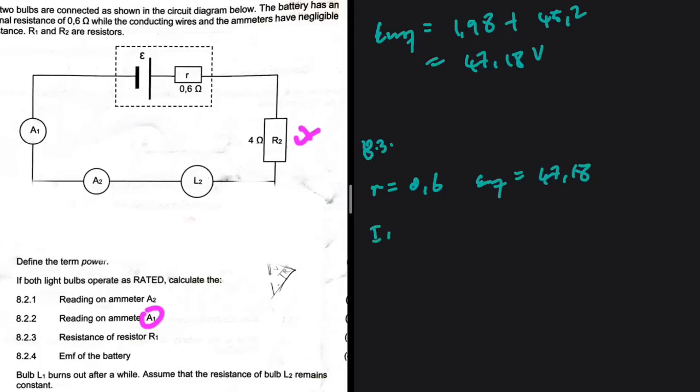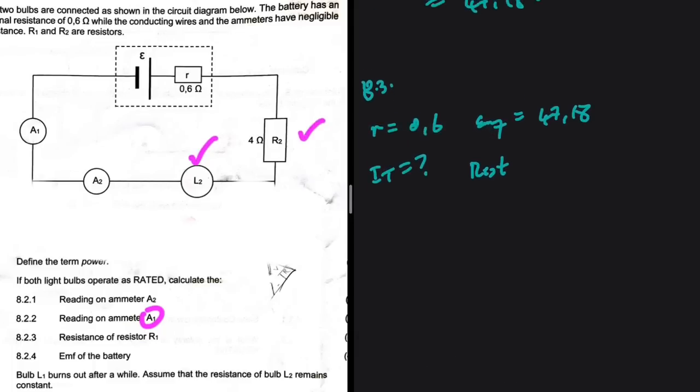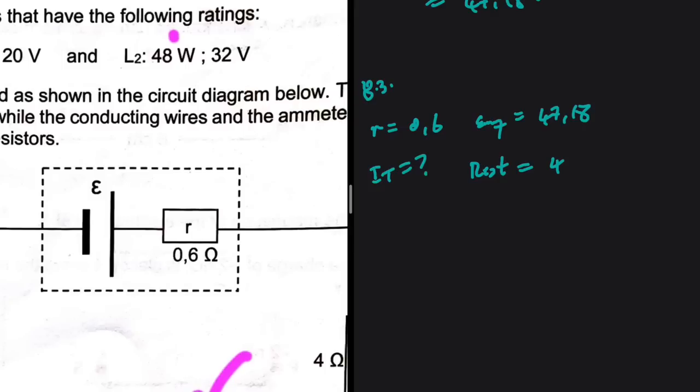What will change is IT, right? But R external, we can still calculate. R external will be L2 and R2, right? Because these two resistors are still in play. So R external is equal to, the resistance of R2 is 4. We don't have the resistance of L2, but we can use the information that is given there to calculate the resistance of L2, because the resistance remains the same, right? So we can still use that information.